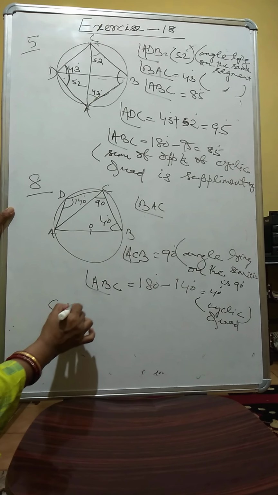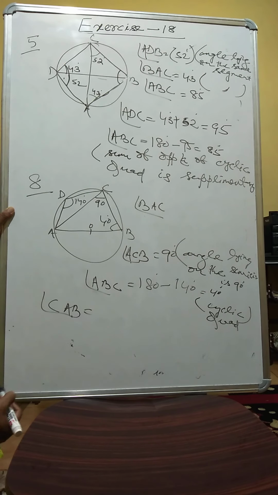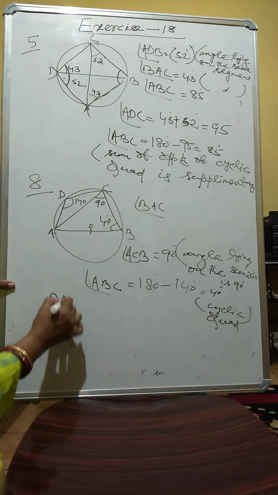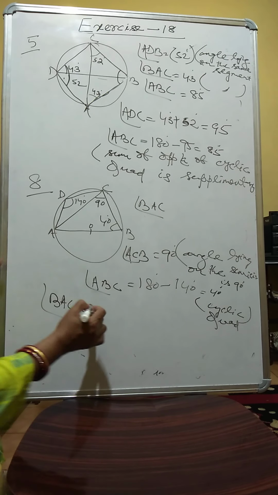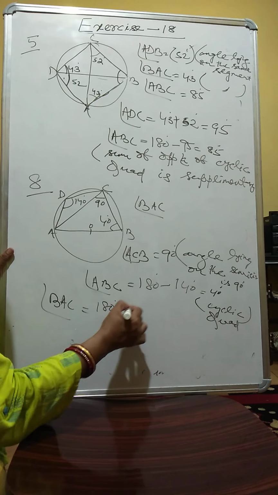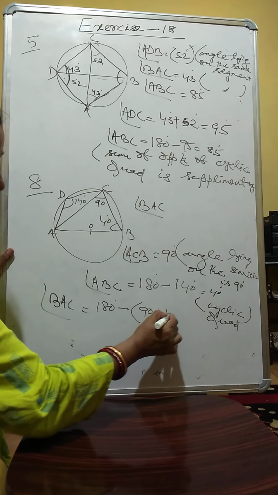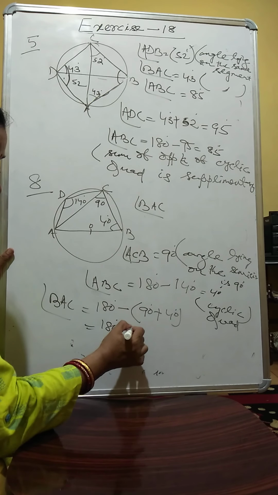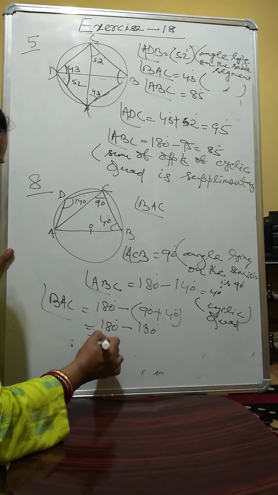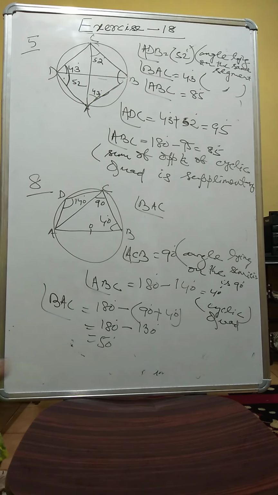Hence, CAB angle, or the question is asking BAC. Therefore, I will write BAC angle. Sum of the angles of a triangle is 180. Therefore, I will write 180 minus (90 plus 40). That is 180 minus 130, 50 degree. Okay. You will write: sum of the angles of a triangle is 180 degree.